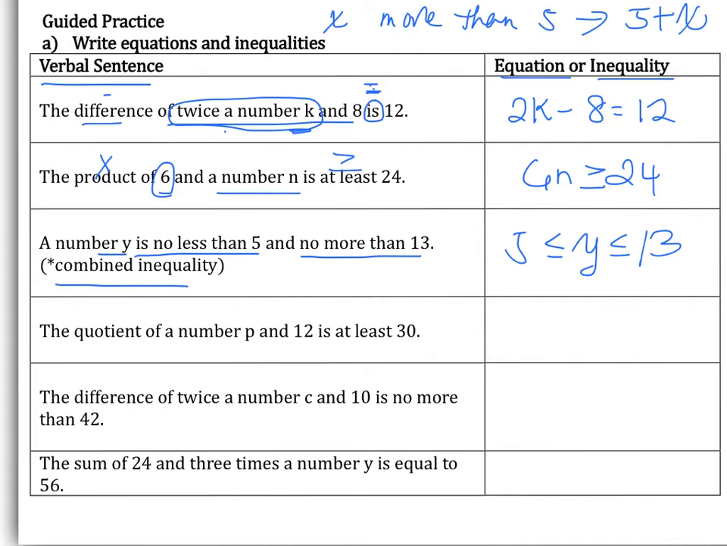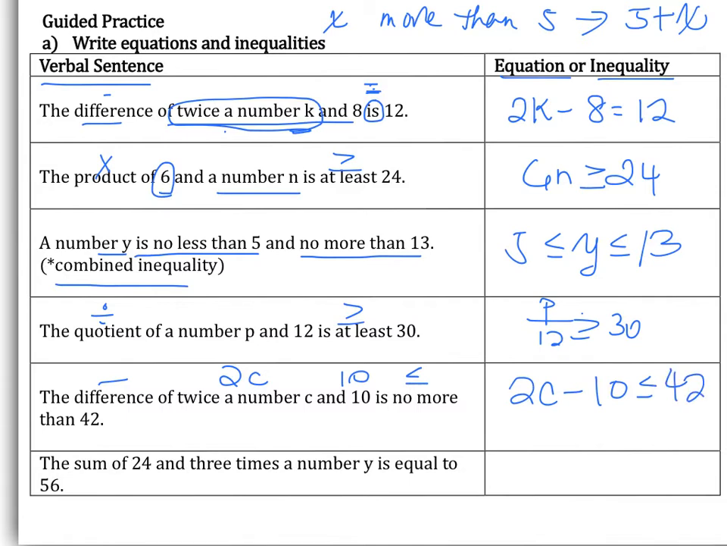The quotient of a number p, quotient means division, and 12, so p over 12, is at least 30. The difference of twice a number c and 10 is no more than 42. So 2c minus 10 is no more than 42. The sum of 24 and 3 times the number y is equal to 56. So 24 plus 3y equals 56.